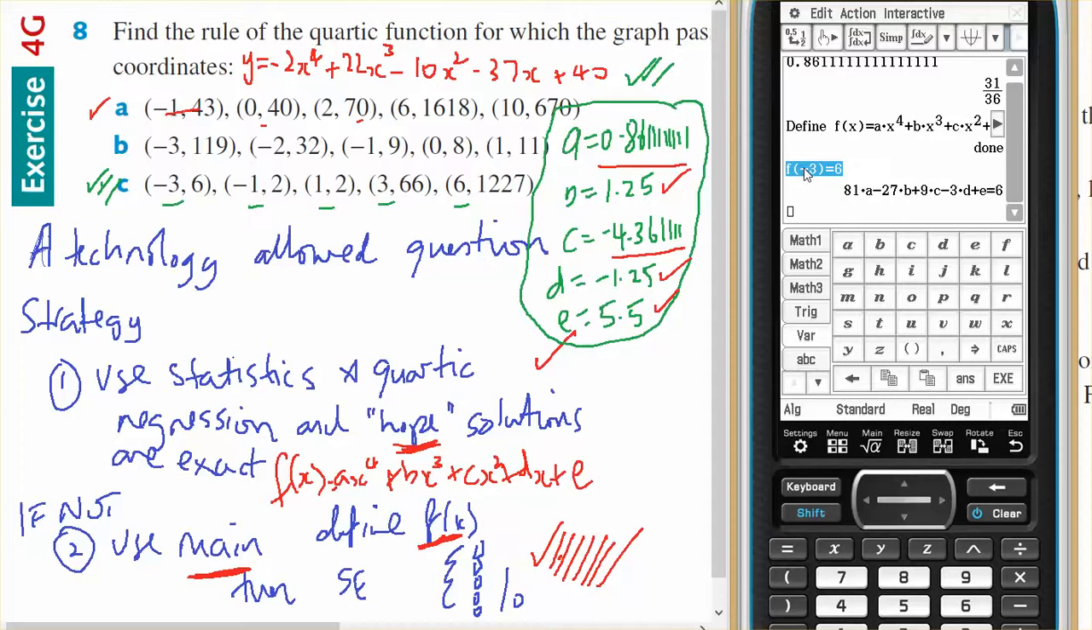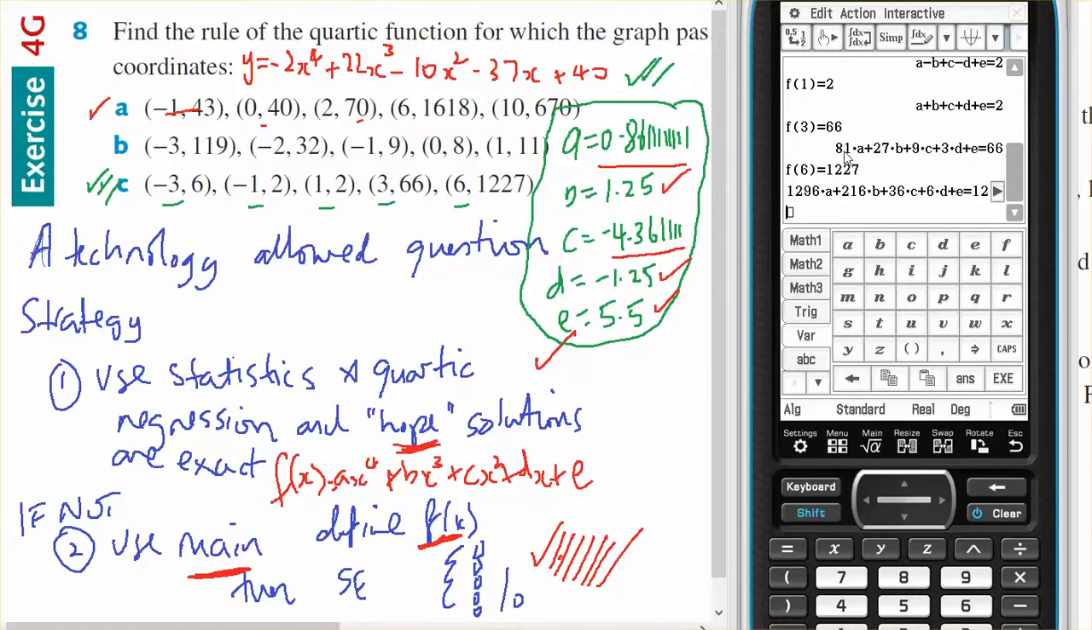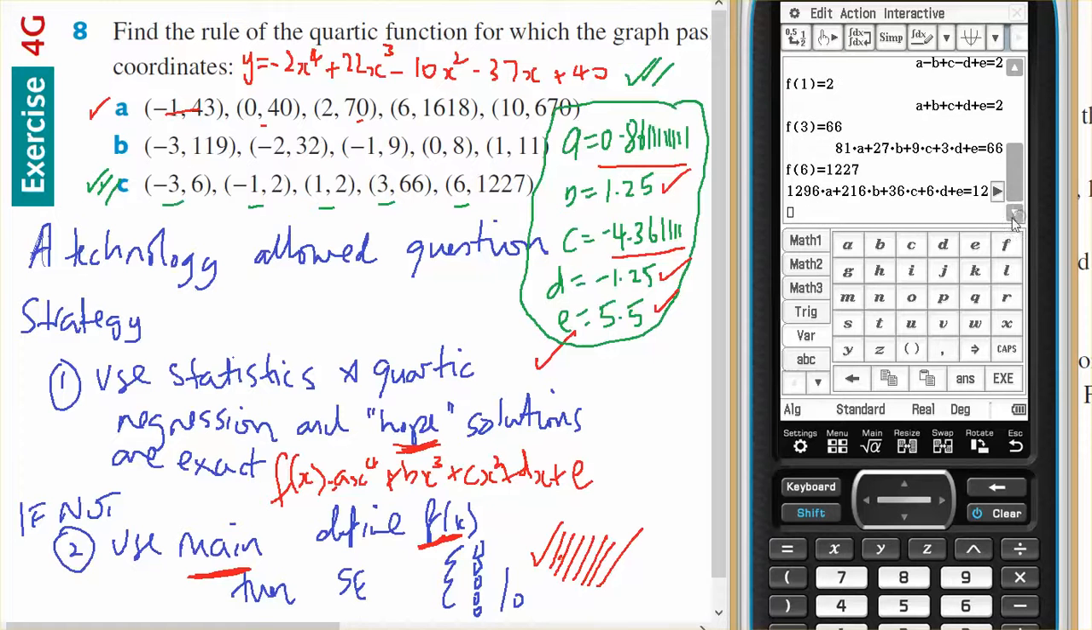And I'm going to then take each of these and then make f of -1 equal to 2. And that gives me my second equation in terms of A, B, C, D and E. I'm going to continue this. Okay, that's all 5 of them entered. As you can see, I've done them all there. I just did them while the video wasn't running.